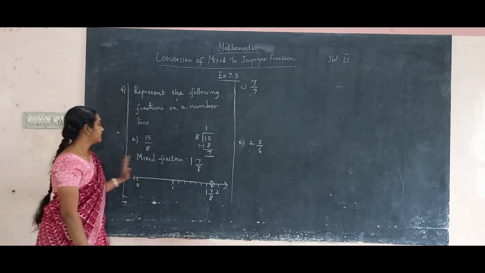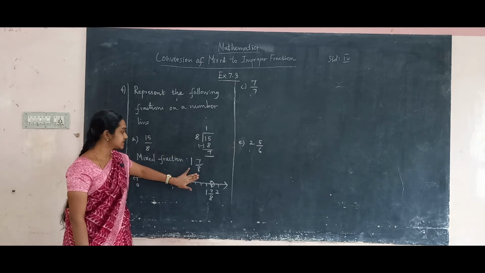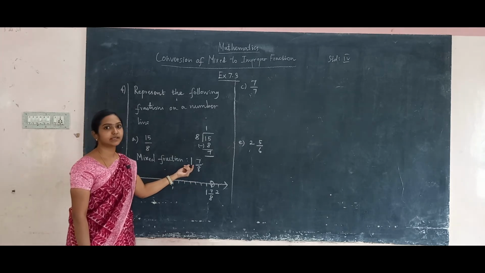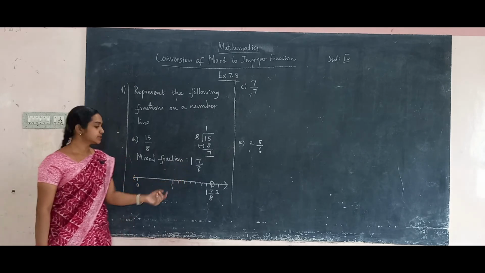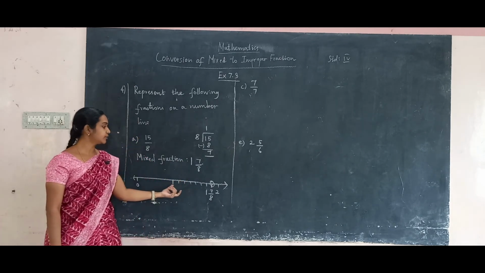First, we have to convert the improper fraction to a mixed fraction. Next, look at the whole number here. Here the whole number is 1. So after 1 we have to represent that number. After 1 we have 2.